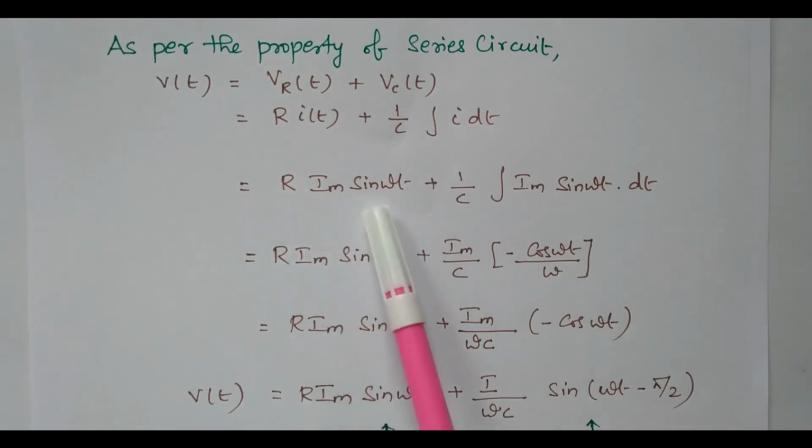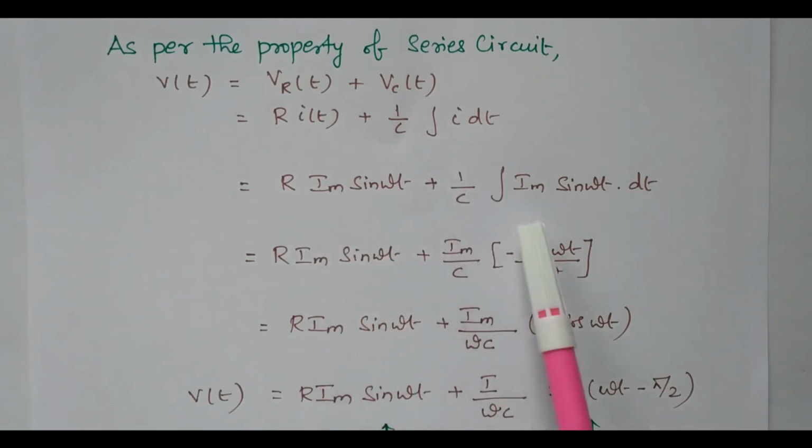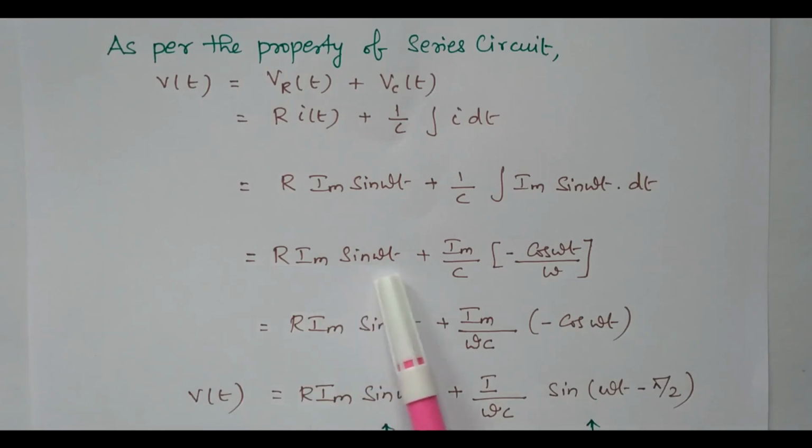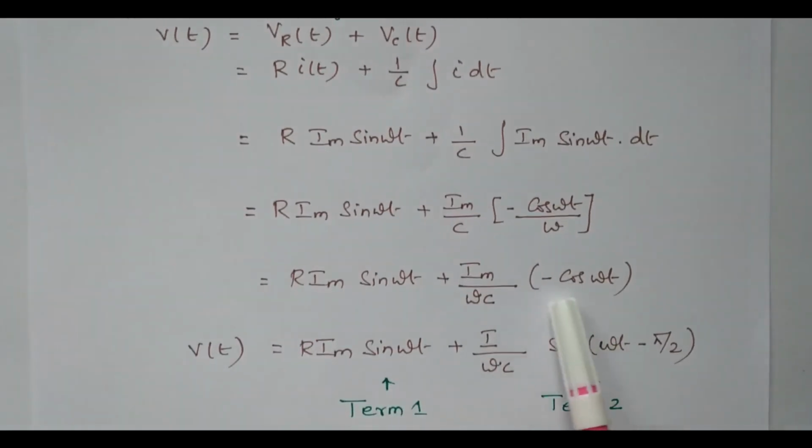So R into Im sin omega t plus 1 by C integral of Im sin omega t dt. So that is R into Im sin omega t plus, taking Im outside, Im by C times the integral of sin omega t, which is minus cos omega t divided by omega. So R Im sin omega t plus Im by omega C, with omega taken outside, into minus cos omega t. This minus cos omega t can be written as sin of omega t minus pi by 2.